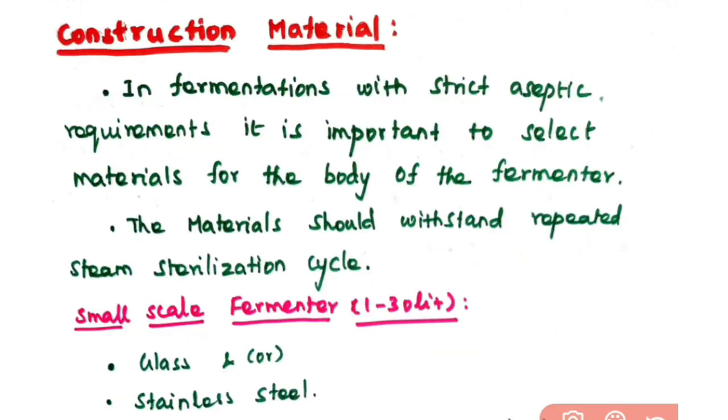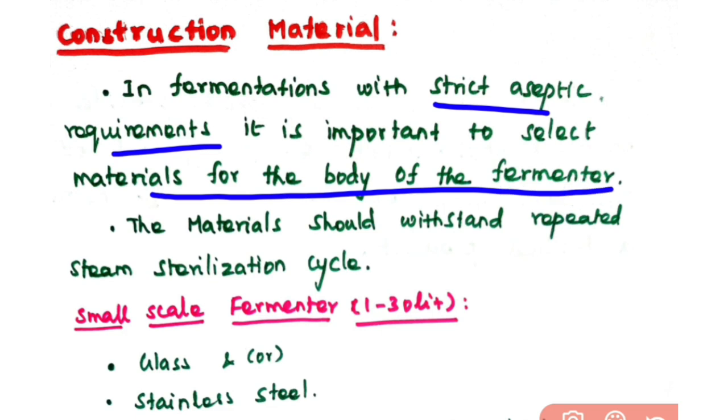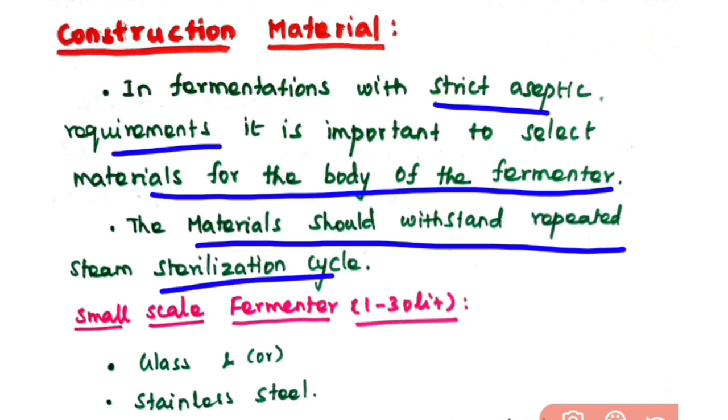Next one is construction material. In fermenter with strict aseptic requirements, it is important to select materials for the body of the fermenter. So you have to select the material for the body such that it should withstand repeated steam sterilization cycle. Okay, so whenever you are starting fermenter, you have to sterilize the fermenter to kill or destroy the microorganism present inside your fermenter. So your fermenter should withstand repeated steam sterilization cycle. For that you have to select the good construction material for the body of your fermenter.